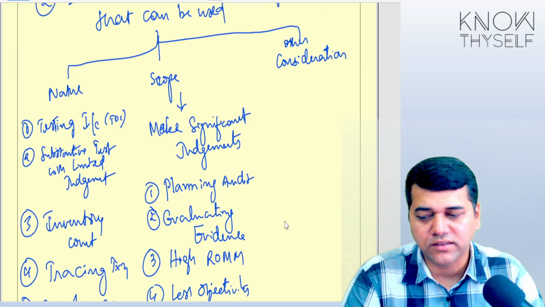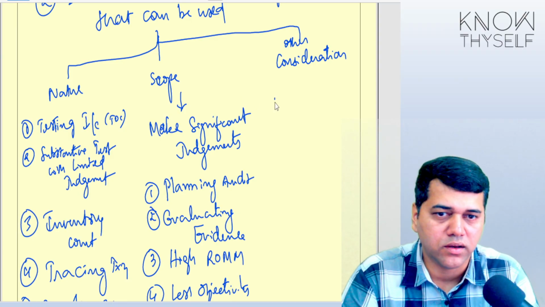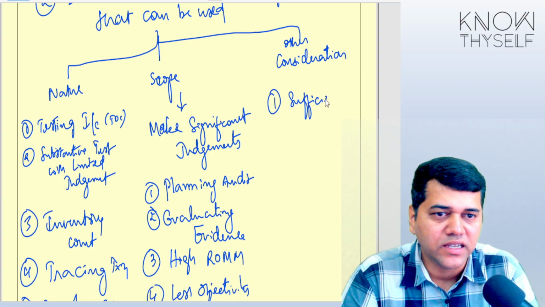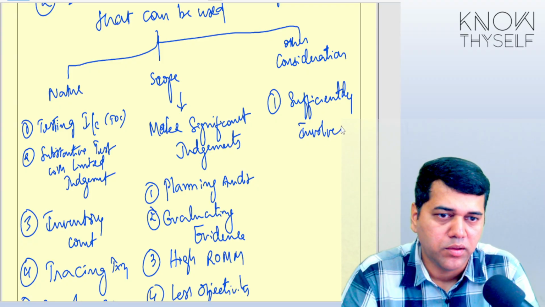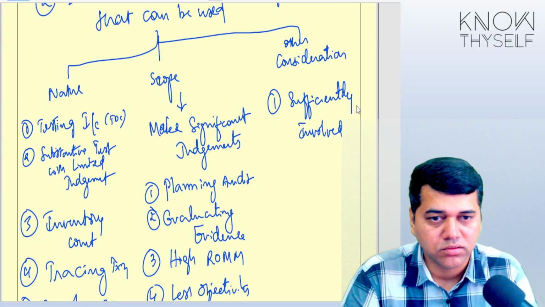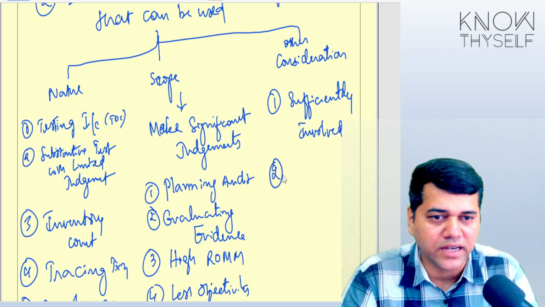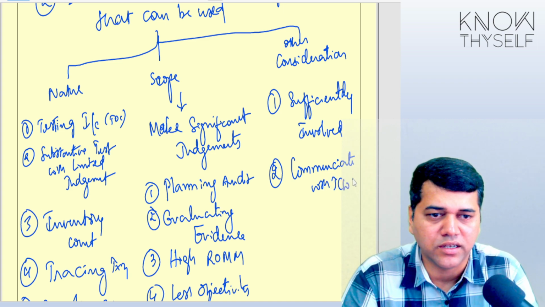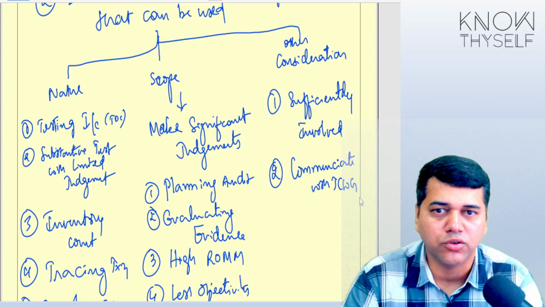Now, what are the other considerations you need to keep in mind? One, be sufficiently involved. Don't give 100% reliance on them. And second, communicate with TCWG. Okay, how you are planned to use, you have to communicate.